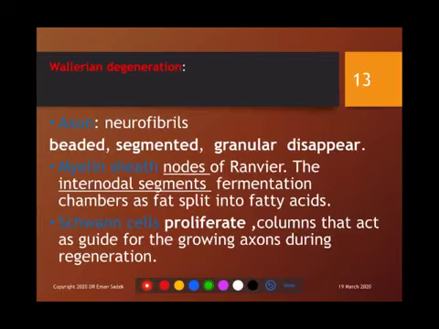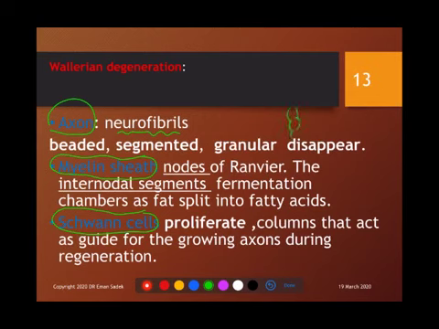Then we have the changes in the Wallerian degeneration, which will be in the distal part of the axon. In this degeneration, we will comment on 3 components only. Why? Because in the nerve fiber, I don't have except 3 structures: axon, myelin, and Schwann or neurolemma. The axon, what is present in the axon? We have in the axon the neurofibrils also, and the microtubules and the mitochondria. These are the components in the axon. What will happen? The neurofibrils will be swollen, and this will give the axon the beaded appearance, and then these beads will be separated to be segmented, and finally it will be granular.